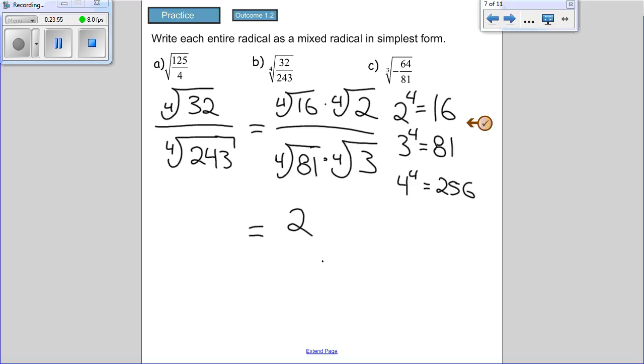2 times the 4th root of 2. On the bottom, which one of those is going to simplify, Maddie? 81. And what's it going to become? It's going to become 3. You got it. And it'll be 3 times the 4th root of 3, which you can't simplify. Put it in your calculator, it's a crazy decimal, so you can't simplify that. So it's just going to be the 4th root of 3.